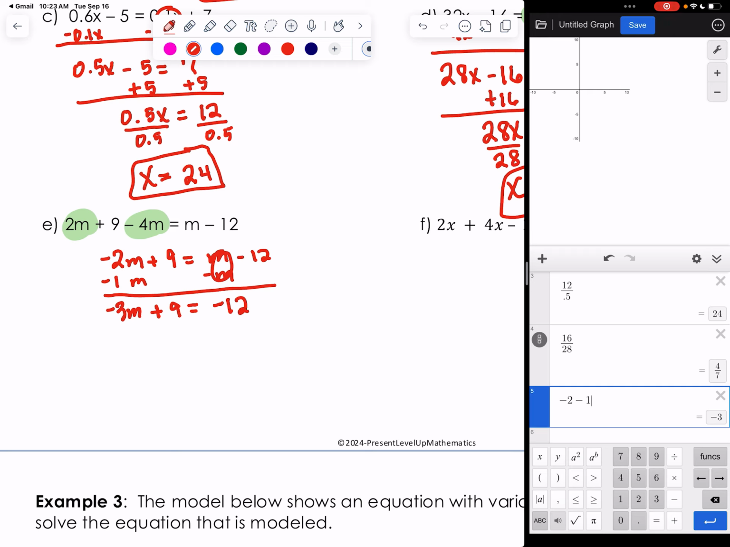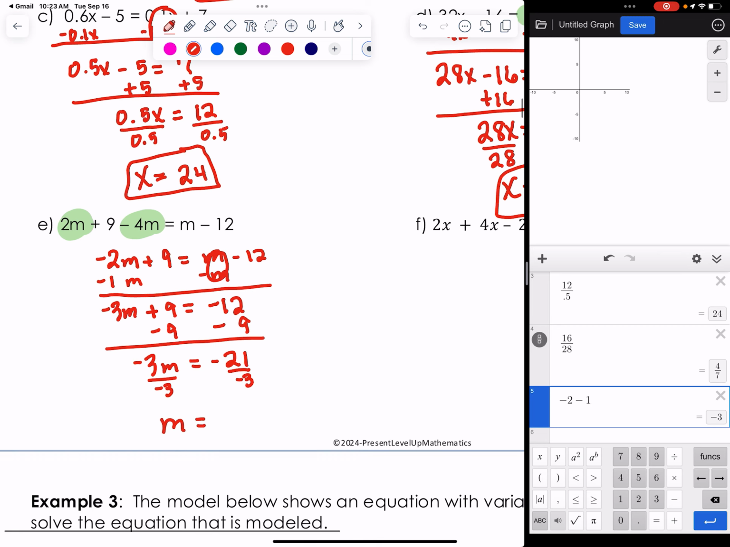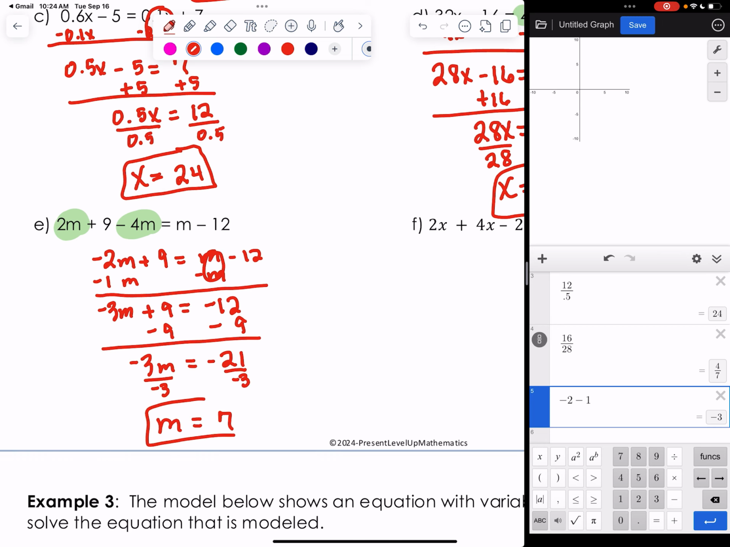All right, now we can solve this. Subtract 9, so negative 3m would equal negative 21, and then divide both sides by negative 3. So m equals positive 7.